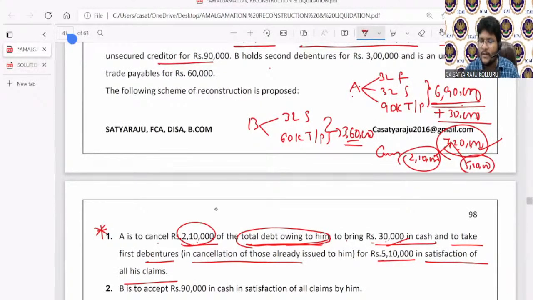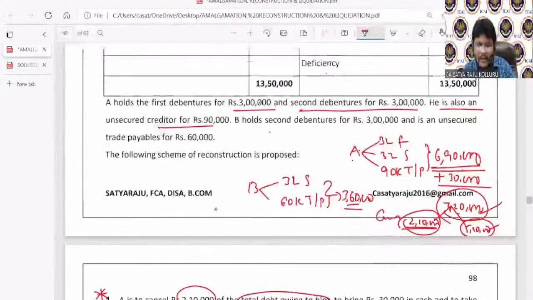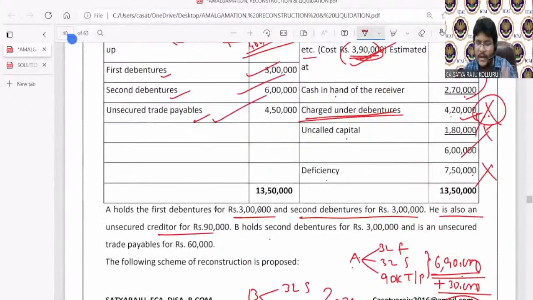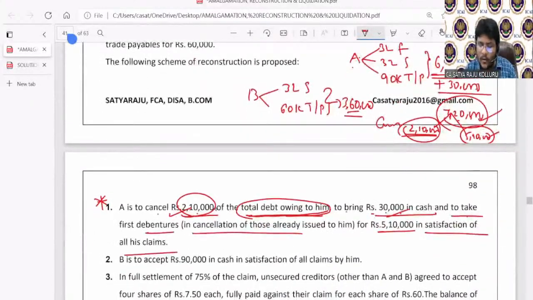Out of this 7 lakh 20,000, 2 lakh 10,000 will go straight away to the reconstruction account. Why? Because he is ready to cancel. And what about the remaining 5 lakh 10,000? And to take first debentures. Now for this 5 lakh 10,000, he is taking first debentures, which are new first debentures. We are already cancelling the old first debentures, in cancellation of those already issued to him. Now these first debentures are new first debentures for 5,10,000 in satisfaction of all his claims.